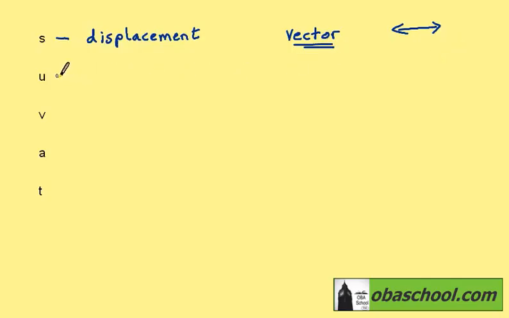The quantity u represents the initial velocity of the particle. Initial velocity, or velocity at the beginning of the motion. Velocity, of course, is also a vector quantity.